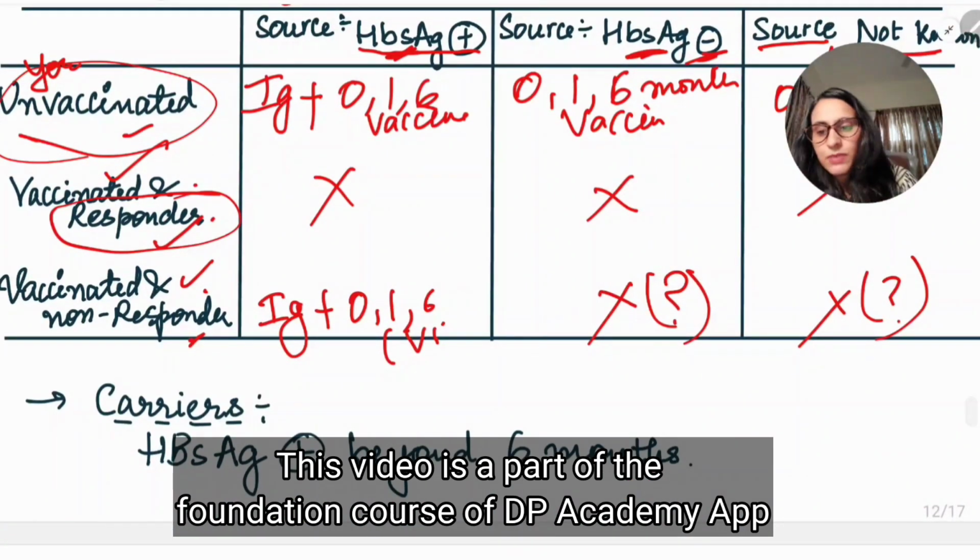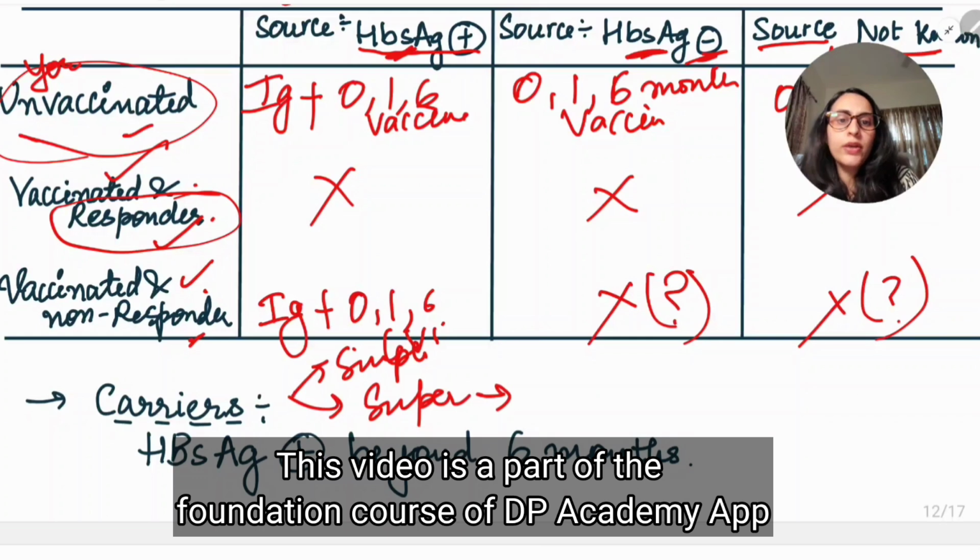Now coming to the carriers for hepatitis B, we have two kinds of carrier. One is the simple carrier. Another one is the super carrier. Super carrier, you know what?